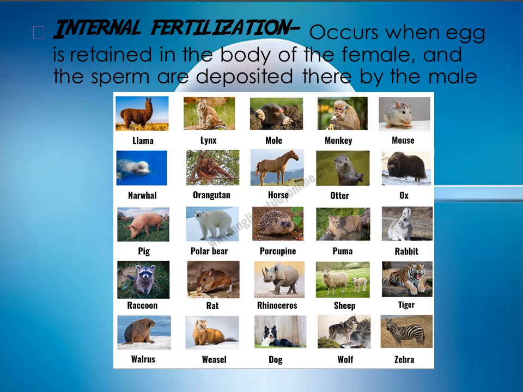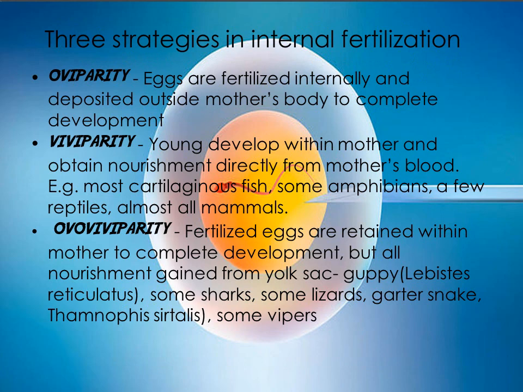Next is internal fertilization. It occurs when the egg is retained in the body of the female and the sperm are deposited there by the male. So most animals do internal fertilization. Three strategies in internal fertilization. Oviparity. Eggs are fertilized internally and deposited outside the mother's body to complete development. Examples of these are birds and reptiles.